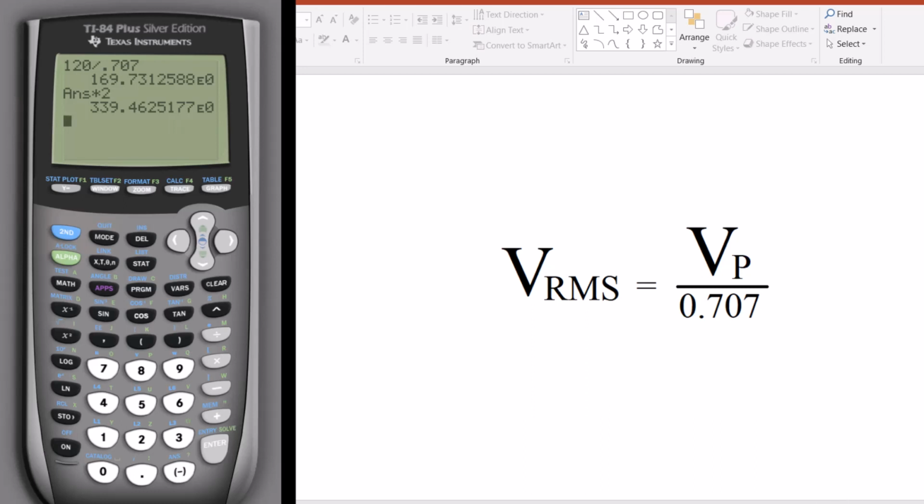The next question asks, what is the RMS voltage of a sine wave with a value of 17 volts peak? So if you're given the peak voltage, times it by 0.707 to get the RMS voltage. 17 volts times 0.707 is 12 volts.